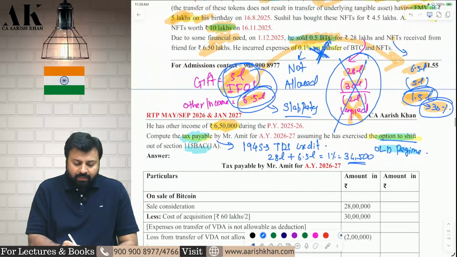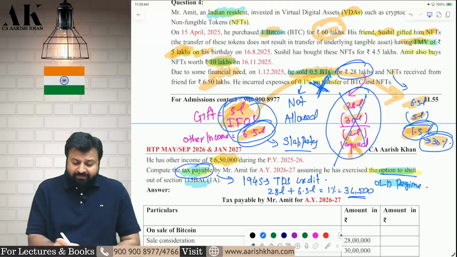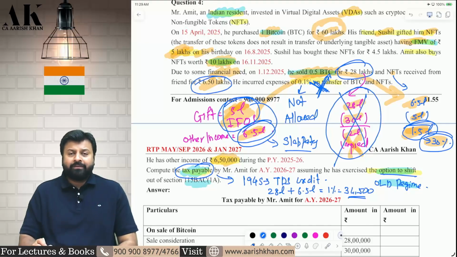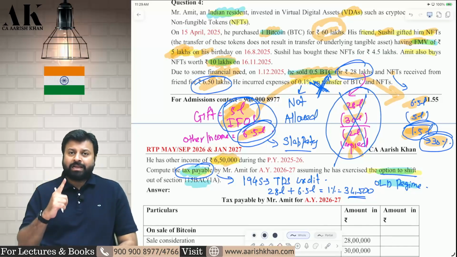Now, they have asked for tax payable. I need to know tax payable. Is there any TDS deducted in case of Mr. Amit? Yes. When Mr. Amit has sold his Bitcoin for 28 lakh rupees and his NFT for 6.5 lakh rupees, so total 34.5 lakh rupees he has sold virtual digital assets, the buyer would have deducted TDS at the rate of 1%. On how much amount? When he sold 28 lakhs Bitcoin, 1% TDS would come to 28,000. When he sold NFT of 6.5 lakh, 1% TDS will come to 6,500.